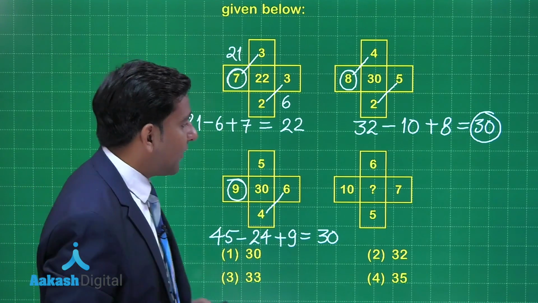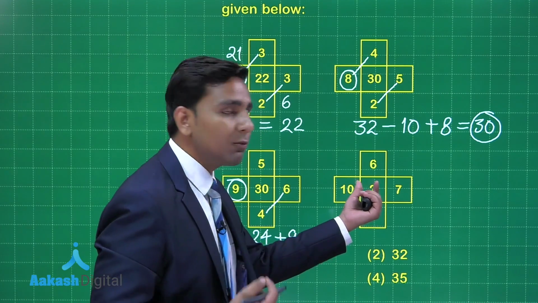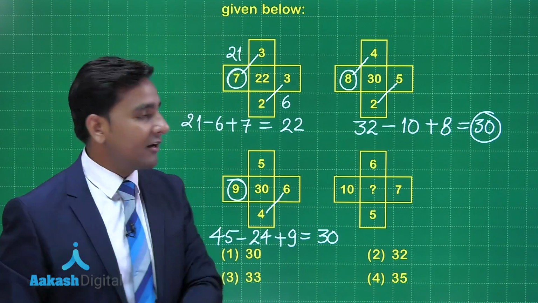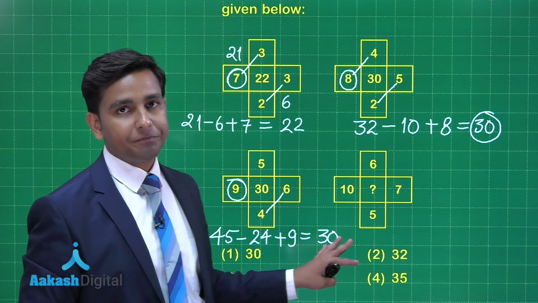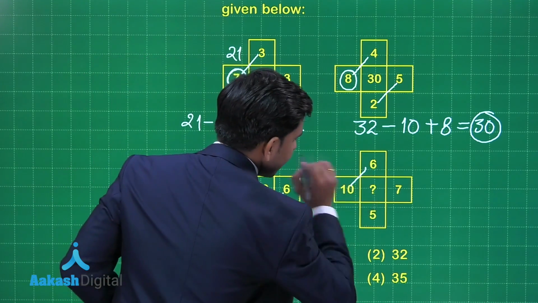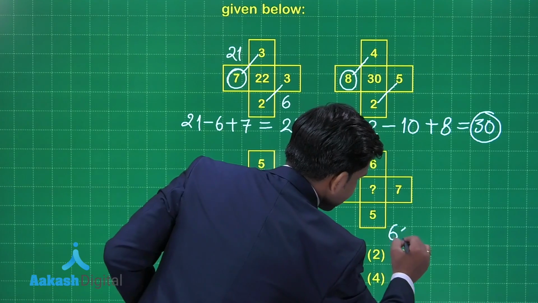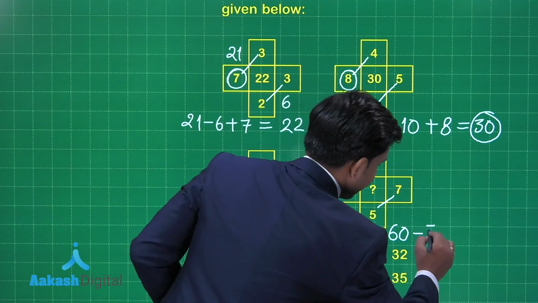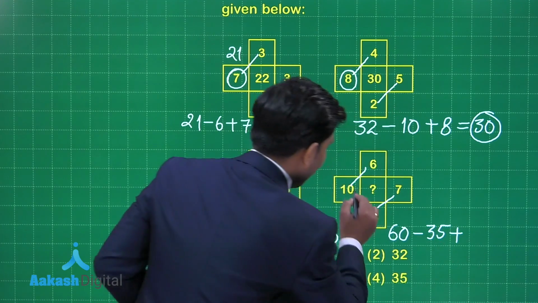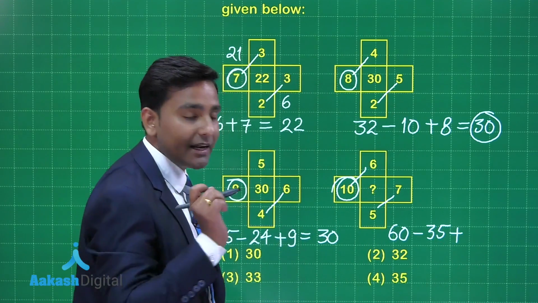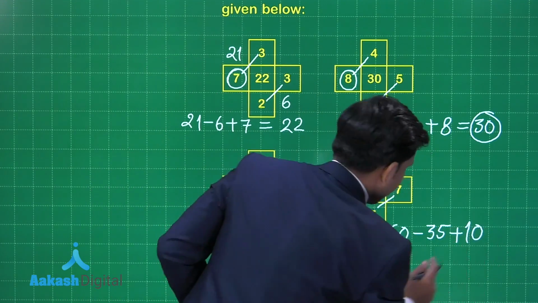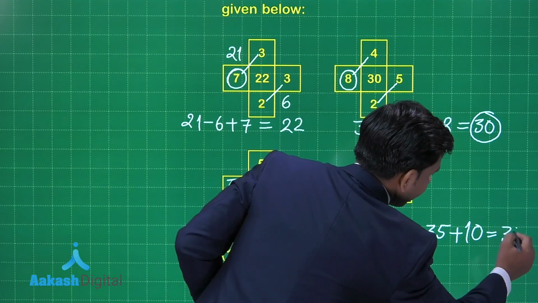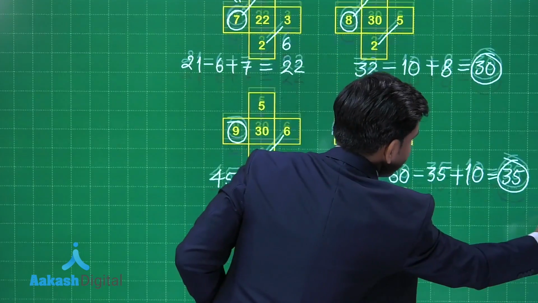Now what do we have to find? We have to find a number that will replace this question mark. That means again we have to apply the same pattern for this fourth figure. So 10 into 6, what will we obtain? A number 60. Minus 7 into 5, 35. And then we have to add this number, that is 10. So what will we obtain? Here 25 plus 10 will obtain 35 as the answer for this question.